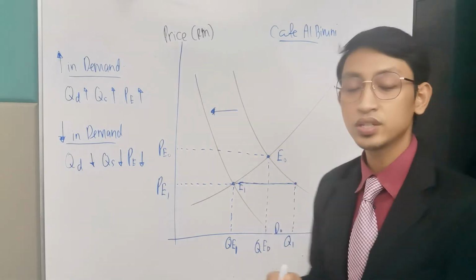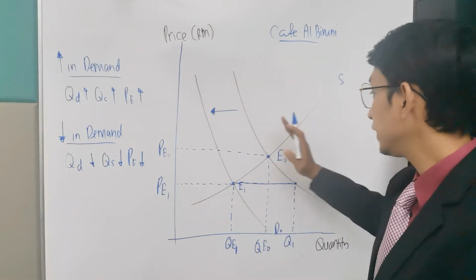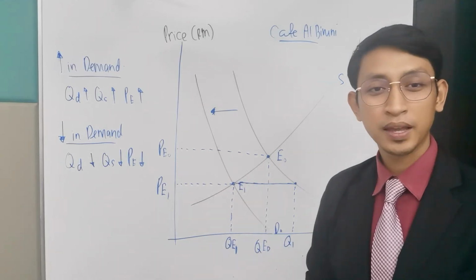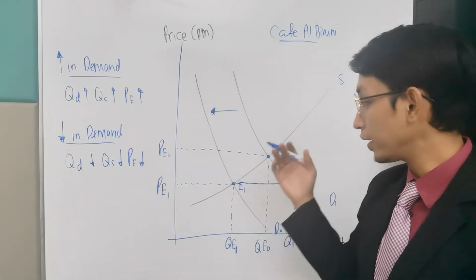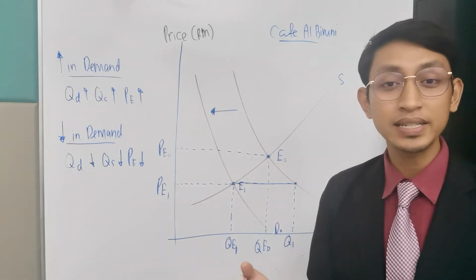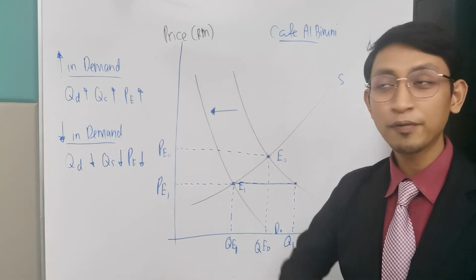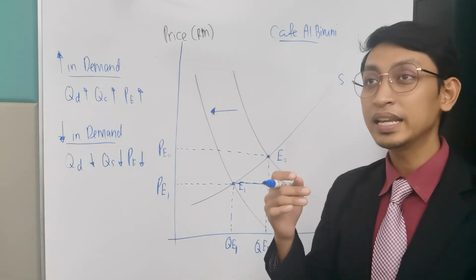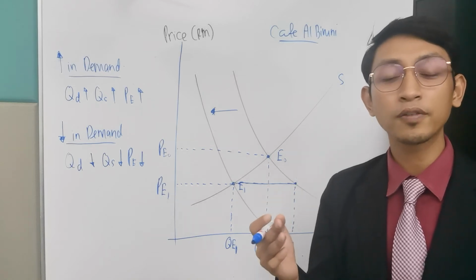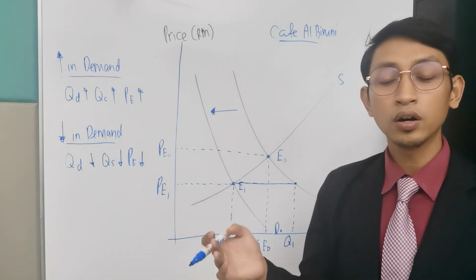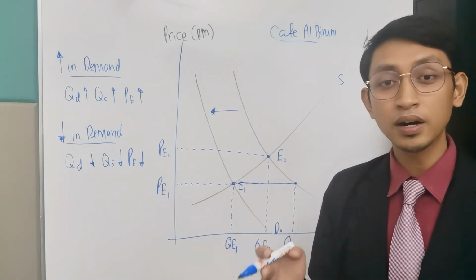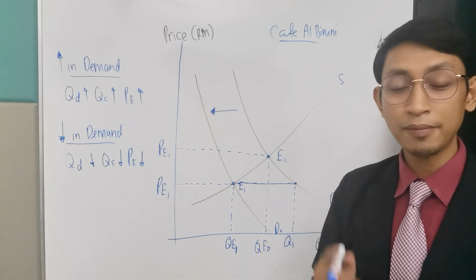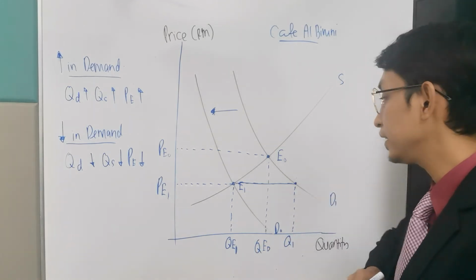Decrease in demand is shown when the demand curve shifts to the left. So when the demand curve shifts to the left, then we know that is a decrease in demand. For example, there is a decrease in the number of consumers, or a drop in the number of buyers. So that can be one of the non-price determinants.